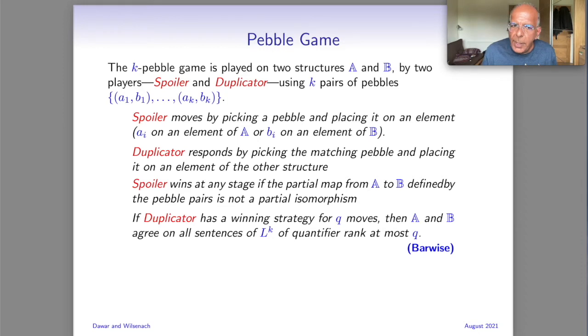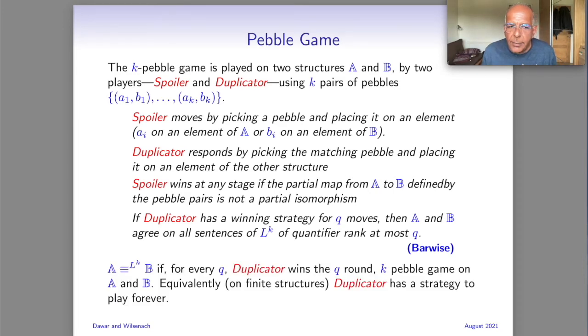And the key theorem is, if duplicator has a winning strategy for Q rounds of this game, then A and B agree on all sentences of LK of quantifier rank at most Q. Okay. So the K, the number of pebbles, corresponds to the total number of variables. The number of rounds of the game corresponds to the quantifier rank, and a duplicator winning strategy for K pebbles and Q moves. Q might be much bigger than K. So if Q is much bigger than K, then during the course of the game, you have to remove pebbles from one place and possibly move them to another.